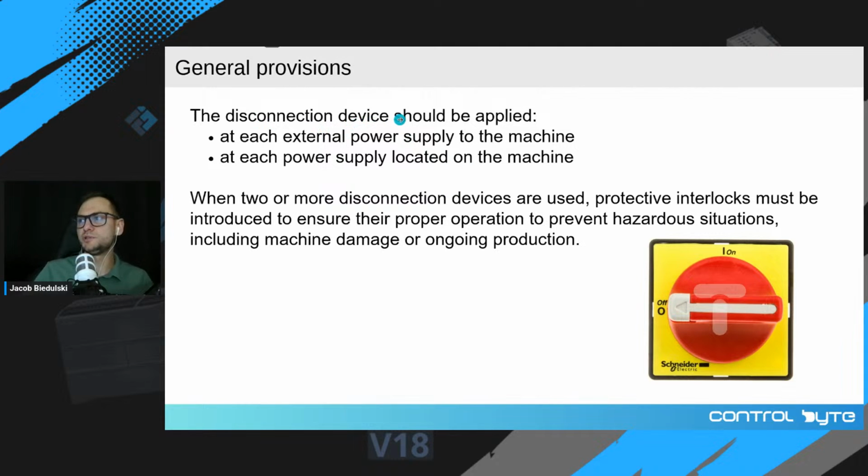A disconnecting device should be applied at each external power supply to the machine, or at each power supply located on the machine. When two or more disconnecting devices are used, protective interlocks must be introduced to ensure their proper operation to prevent hazardous situations, including machine damage or ongoing production. So this is the main definition from the standard.